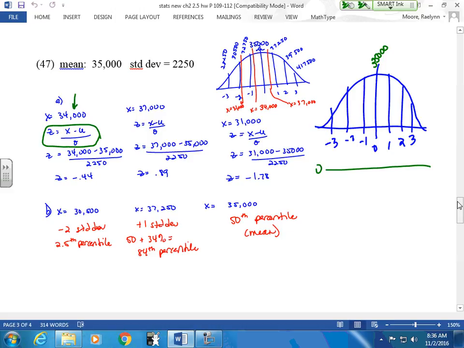These guys fell smack on your graph. At 30,500, 30,500 is this. It's 2 standard deviations below the mean. How do I know this is my 2.5 percentile? How do I know this? If it's 2 standard deviations below the mean, how do I know what my percentile is? How do we find it? Look at table 4. And look up negative 2.